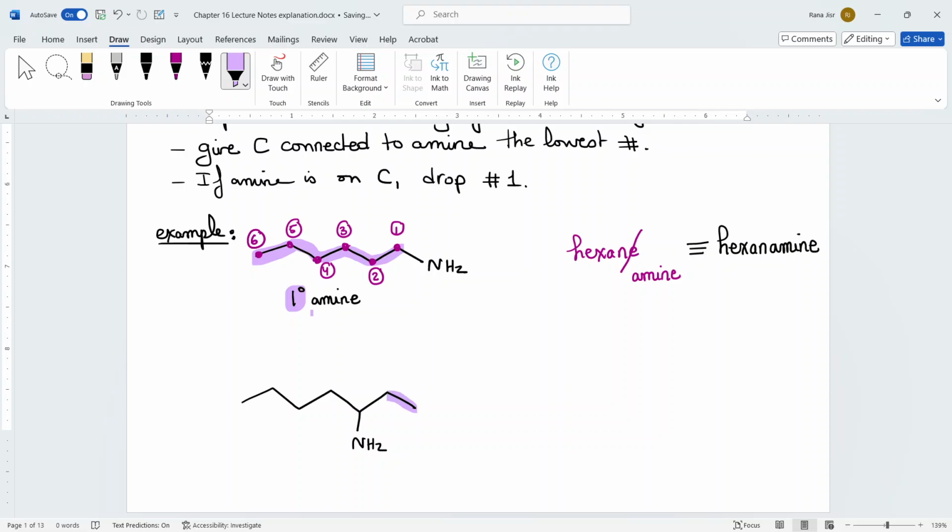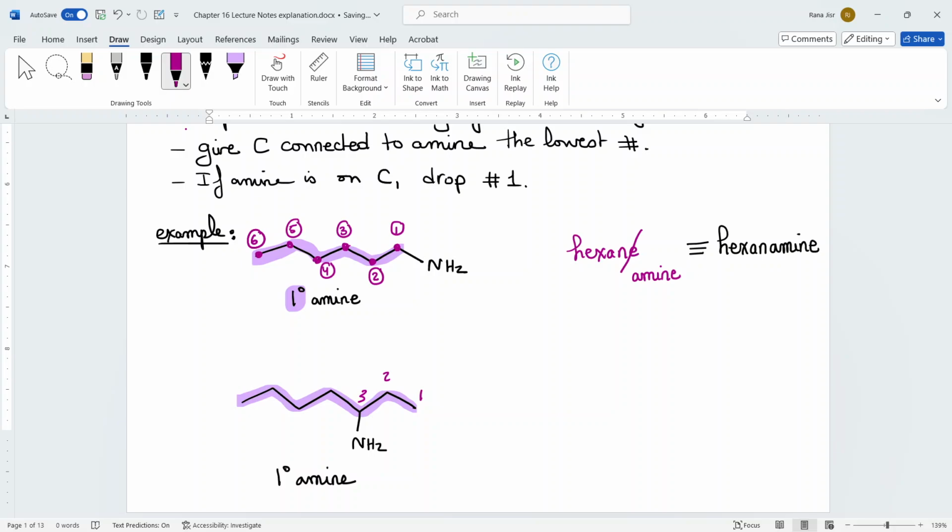So here I'm going to choose the longest carbon chain that has the amine, okay? I know still that this one is also a primary amine. Why is it a primary amine? It's a primary amine because I do have a nitrogen, and that nitrogen has two hydrogens and it's connected only to one carbon. So this is why it's a primary amine. I choose my longest carbon chain and I give the carbon of the amine the lowest possible number. This means that I would need to start numbering from here. So my amine is now on carbon number 3.